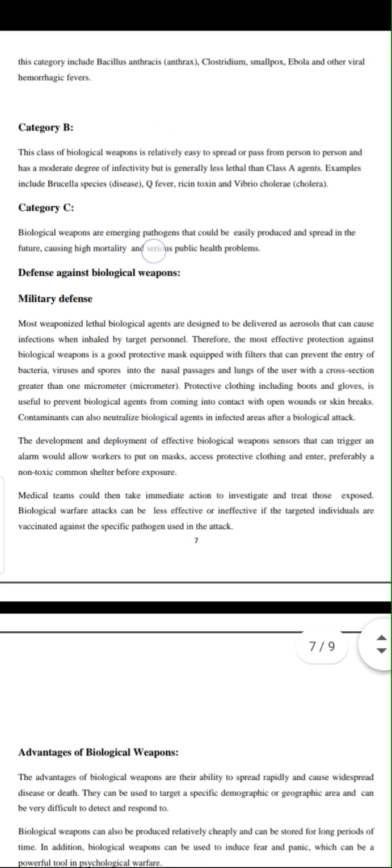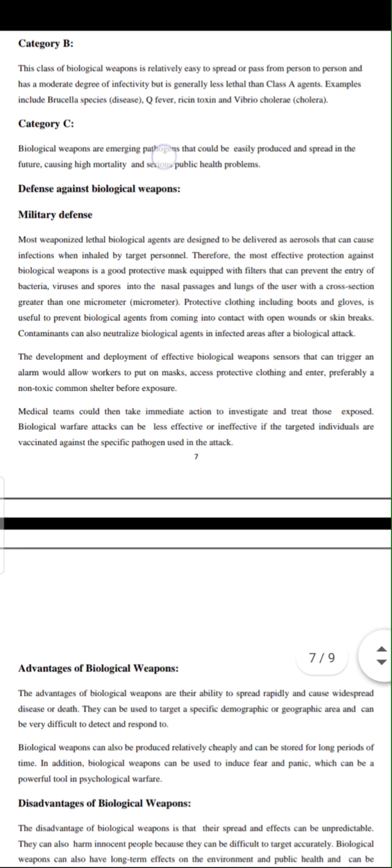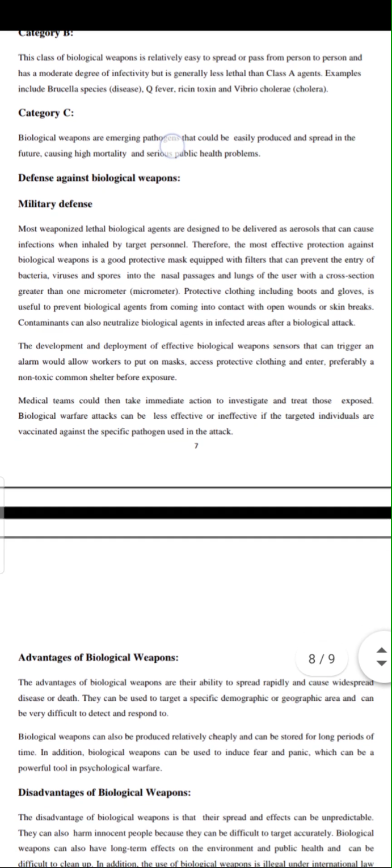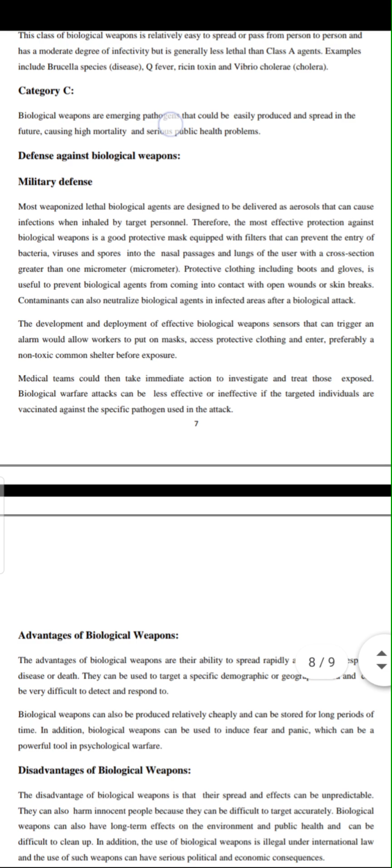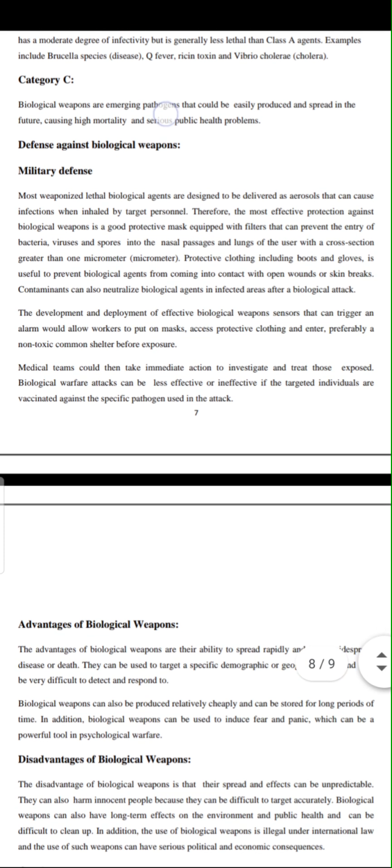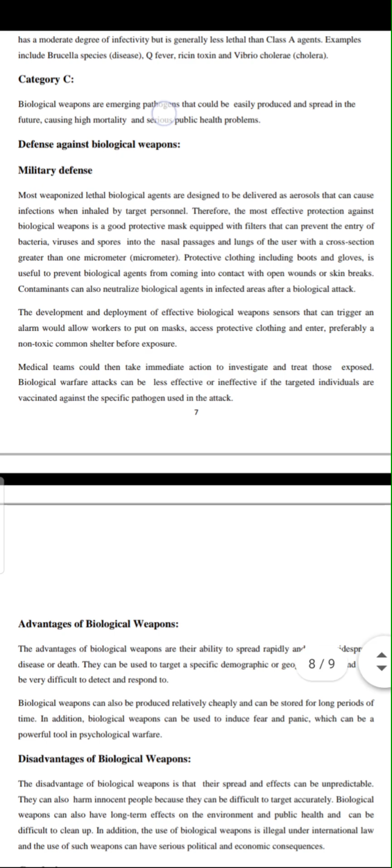Then comes the defense against biological weapons. I will tell you about the military defense. Most weaponized lethal biological agents are basically designed to be delivered as aerosols that cause different infections when inhaled by a target person. The most effective protection against biological weapons is a good protective mask equipped with filters that can prevent the entry of bacteria, viruses, and spores into the nasal passages and lungs of the user with a cross section greater than 1 micrometer.